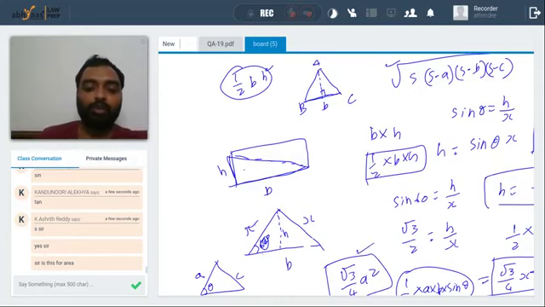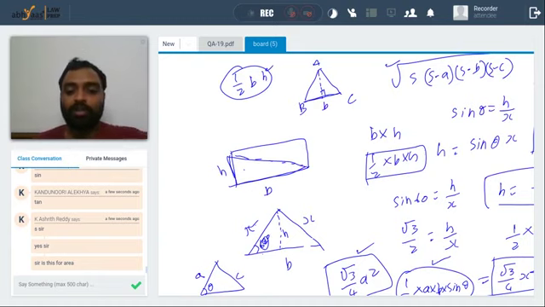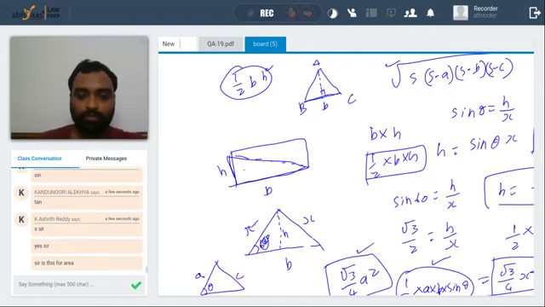Equilateral triangle area, I've just proved it: root 3 by 4 a square, because all sides are equal. A single side is a, each and every side will be a. So half AB into sine theta, instead of using BH, if you don't know the height, you can use this one, because you will not always know the height. Height is something which is not given in the question. They'll give you the triangle dimensions; they will not always mention the height. So at that time we can apply this formula, half into A into B into sine theta. Okay, clear? Next.